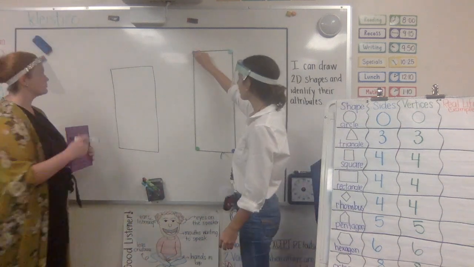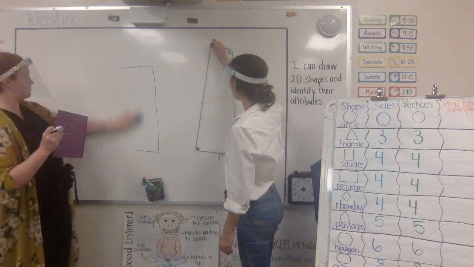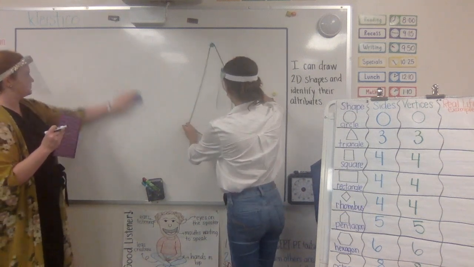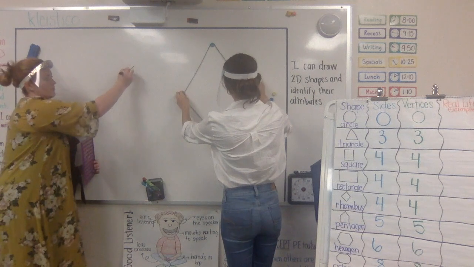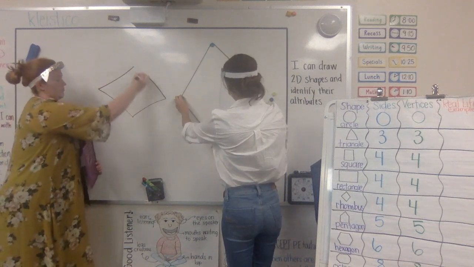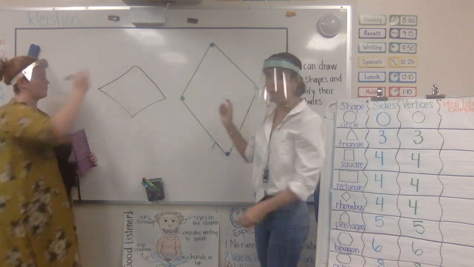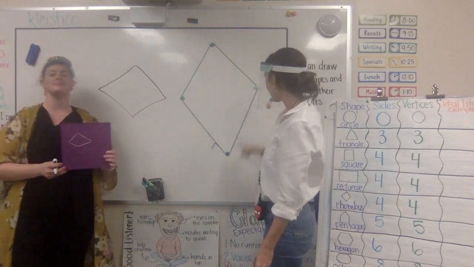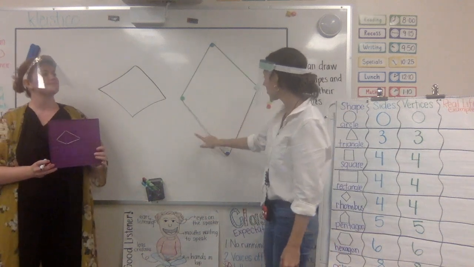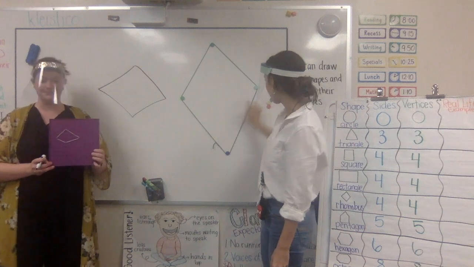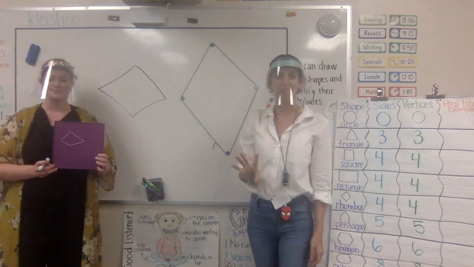Well, let's see if I can do the same thing. I'm going to put 1 magnet at the top, and I'm going to need 2 on the side. Oh, and this would be a rhombus because I have my slanted edges, and I have 1, 2, 3, 4 sides, and 1, 2, 3, 4 vertices.